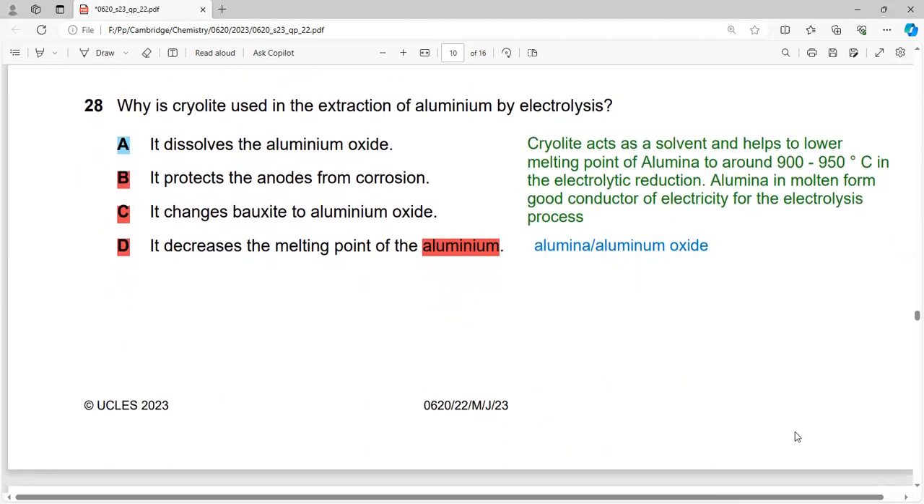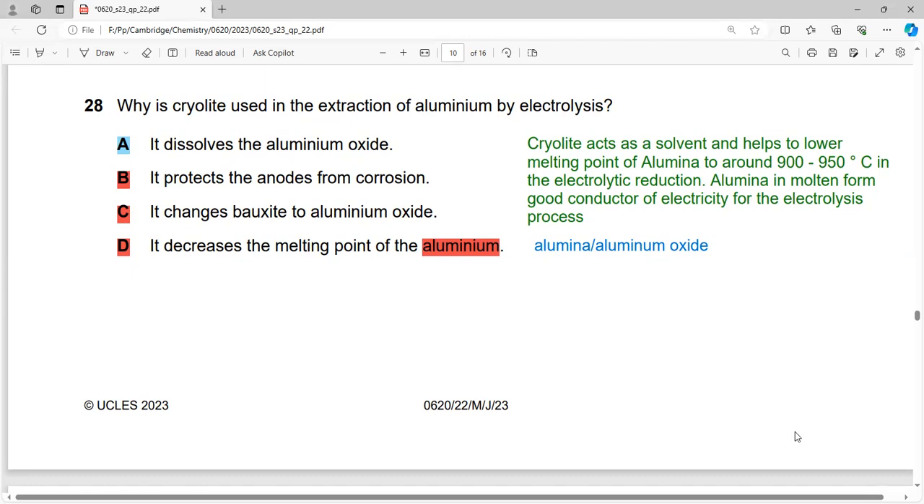Why is cryolite used in the extraction of aluminium by electrolysis? We can see that cryolite acts as a solvent and helps to lower the melting point of aluminium oxide. Alumina means aluminium oxide. Second, when it is in the molten state, it can conduct electricity. That's why the extraction of aluminium from its ore is easy. So the correct option is that it dissolves the aluminium oxide. Why? Because cryolite works as a solvent for aluminium oxide.